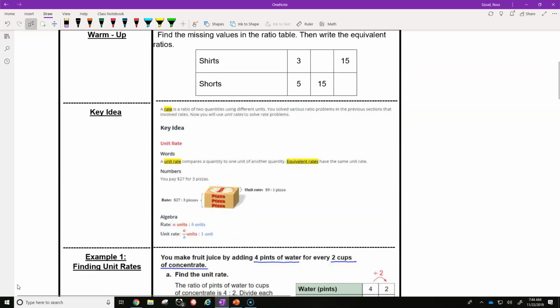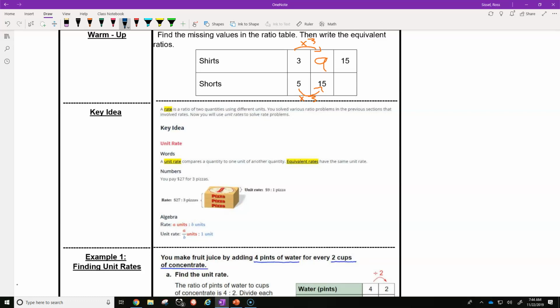Alright, so the 3 people that actually showed work this morning, find the missing values in the ratio table. Damien, how did you find this first blank? I did 3 times 3 because 5 times 3 equals 15. Good. So if I looked at the corresponding rate, I went from 5 to 15, times 3, so 3 times 3 is 9.